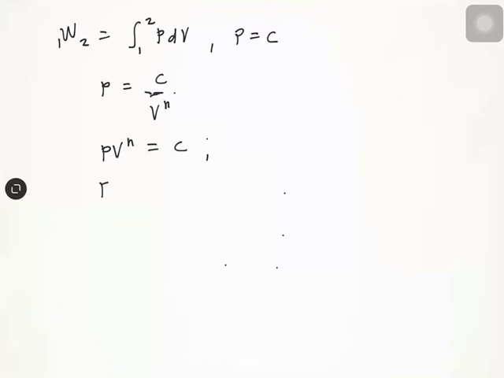Since we know that the work from process 1 to 2 is the integral from 1 to 2 of P dV, and the pressure is not constant here, you have P equivalent to C over V to the n, because we get this relation from PV to the n is constant. Since we have PV to the 1.1 equal to C, and this exponent n is 1.1, so we have P equivalent to C over V to the n.